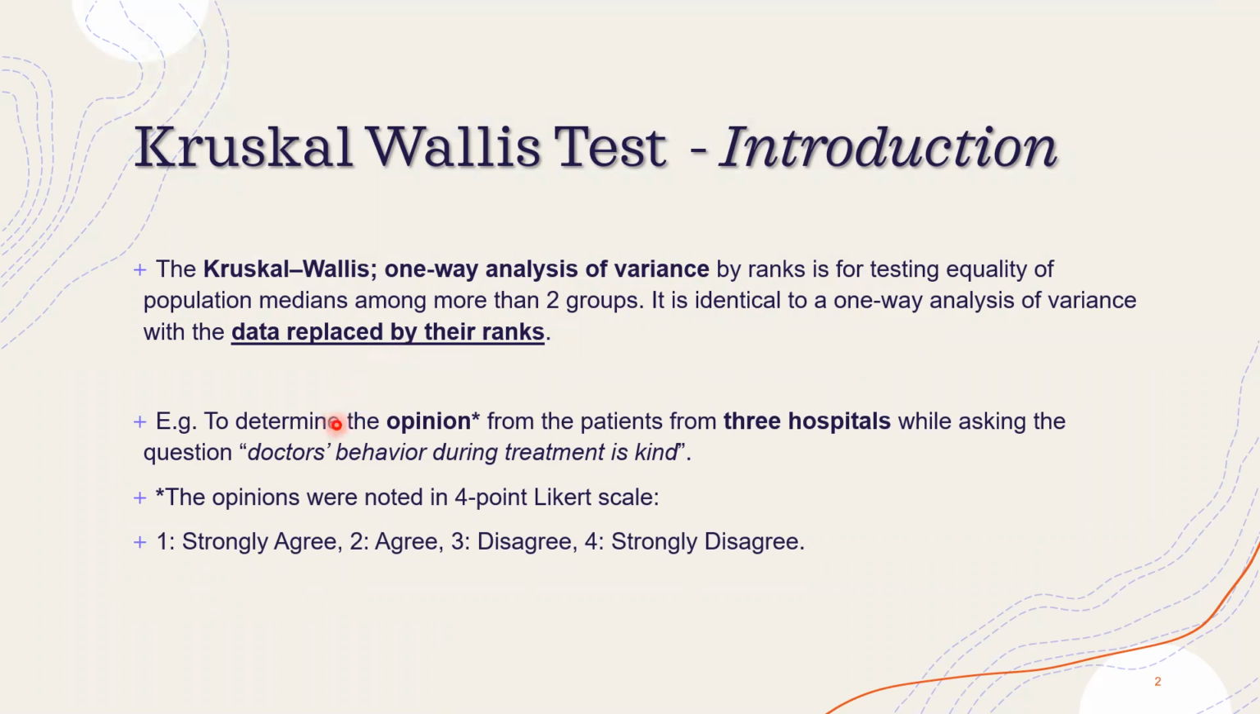So for example, we want to determine the opinion from patients from a hospital while asking the question, doctor behavior during treatment is kind. This opinion was observed in a 4-point Likert scale. For example, strongly agree, agree, disagree, and strongly disagree. So this is a kind of ordinal variable. So an ordinal variable is being compared between more than two groups, which are three hospitals here. For this scenario, we have to apply the Kruskal Wallis test.